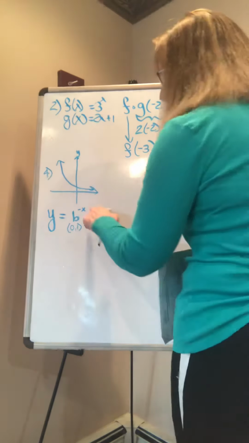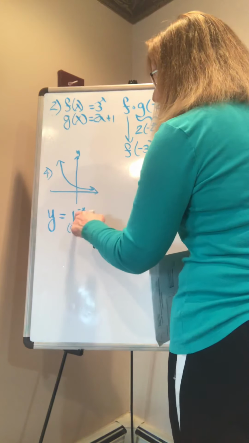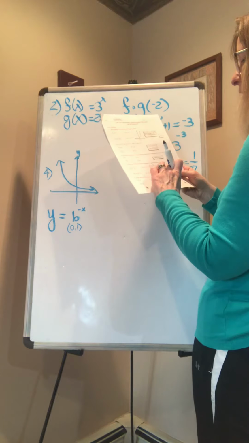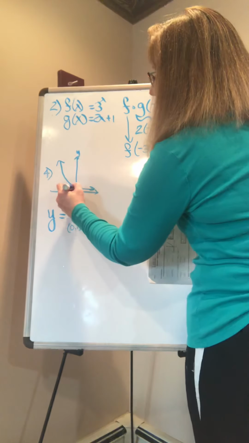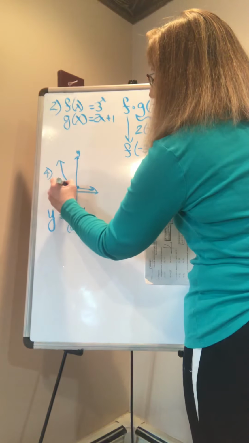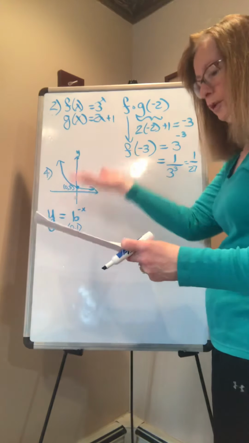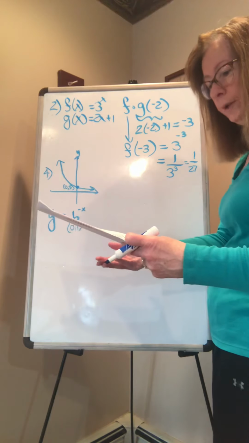Because every exponent to the 0 power, regardless, will go through 0, 1. Now this guy is going through 1, 2, 3. This is going through 0, 3. So that's telling you right now, like we said in class, we pushed this guy up by 2.